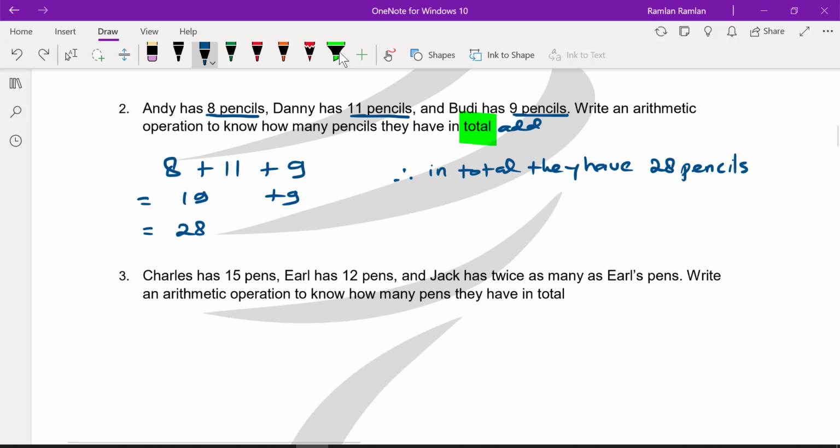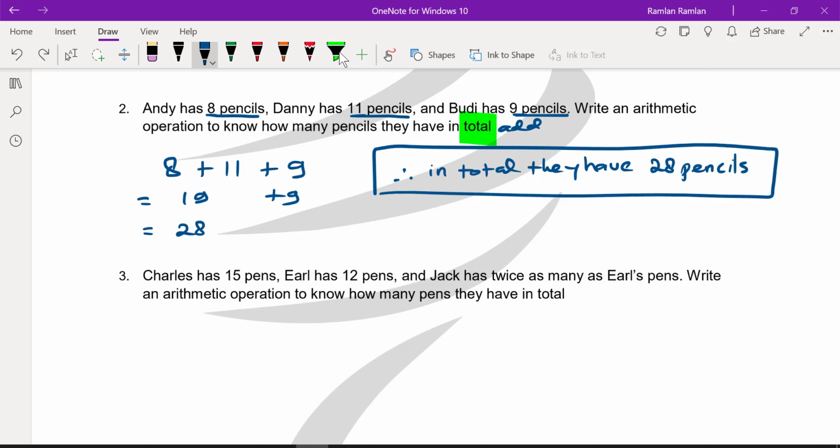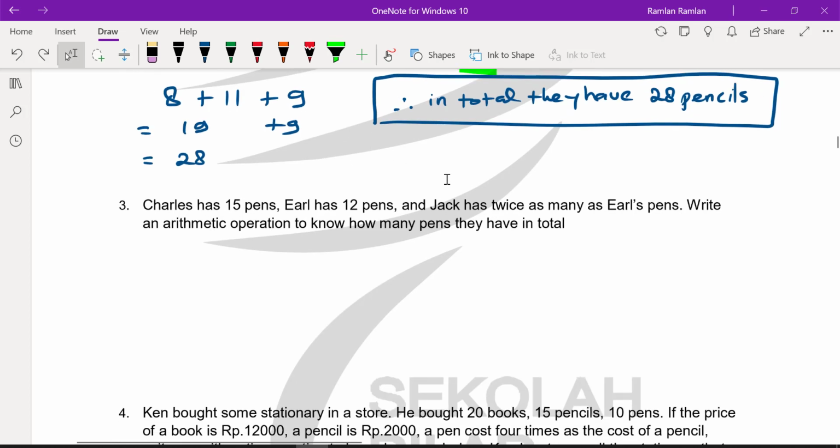I am not going to give you full marks or the maximum points if you do not write down this conclusion. If you just write down until this one here, I will deduct your mark a little bit, but if you also write down the conclusion in a sentence, then I will give you full marks or full points. Okay, number 3, this is actually the same thing.